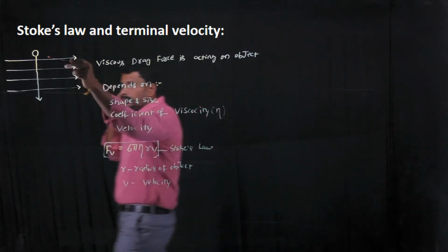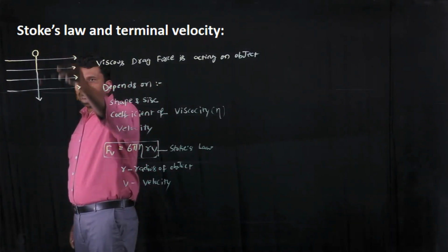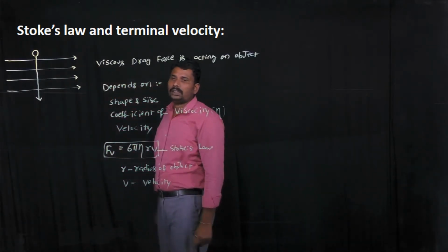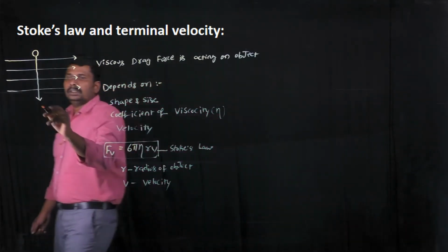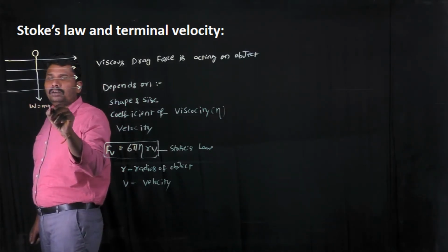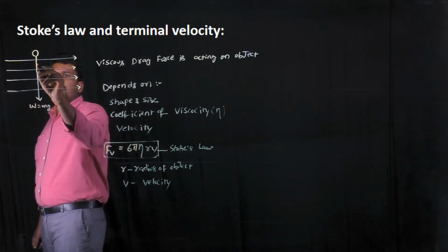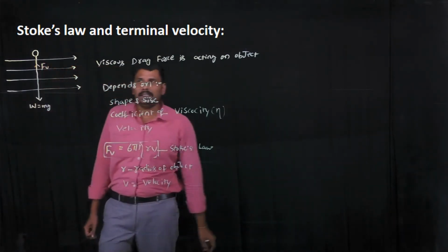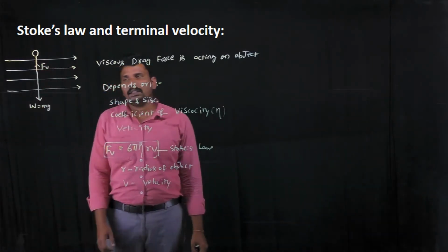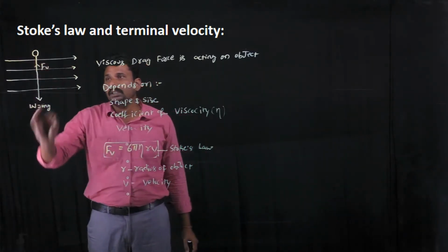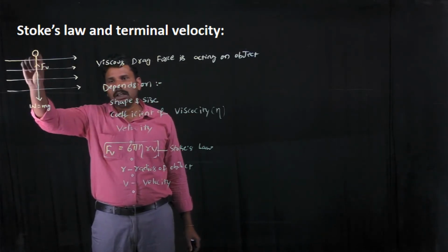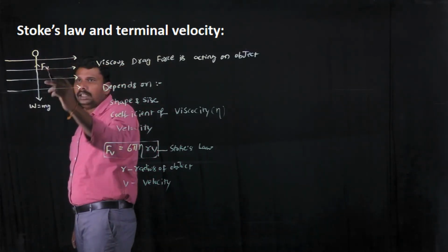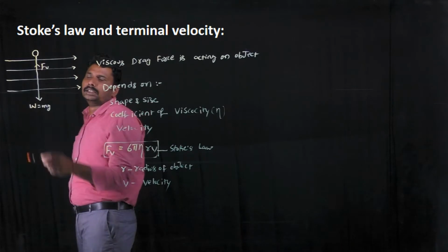Here there is a spherical object. It falls down through different layers of a fluid. There are three forces acting on the object. The weight of the object acting vertically downwards, and the viscous drag force, which opposes the relative motion between the layers of the fluid. Here the viscous drag force also opposes the motion of the object. The object moves like this, and the viscous drag force acts in the upward direction.